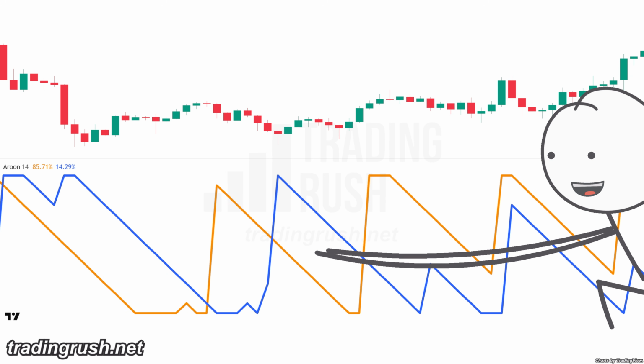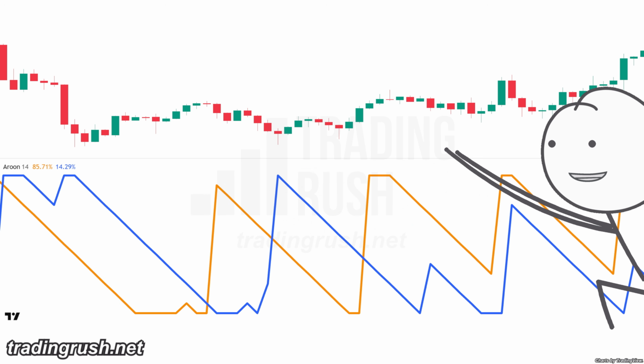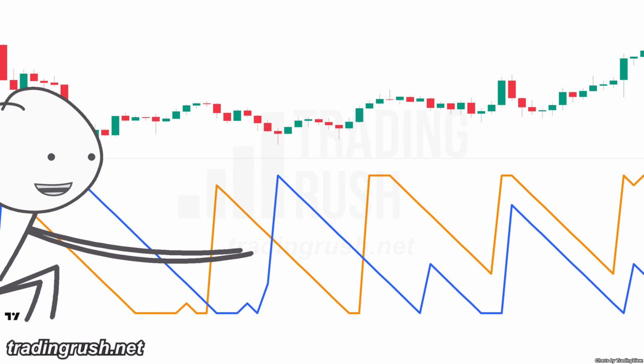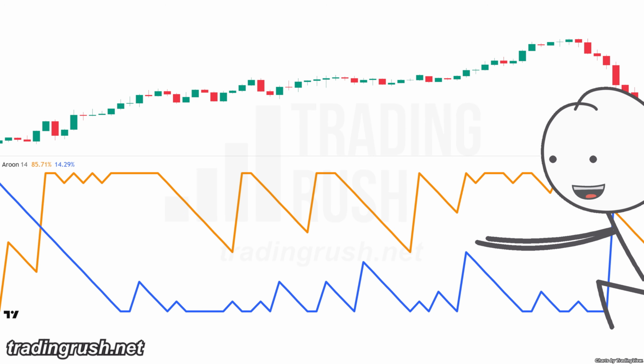When there is a parallel movement, the indicator says the price is most likely moving in a range or sideways. On this chart, that's exactly what's happening. The first useful thing this Aroon indicator shows is where the price is ranging. But things get even more interesting.